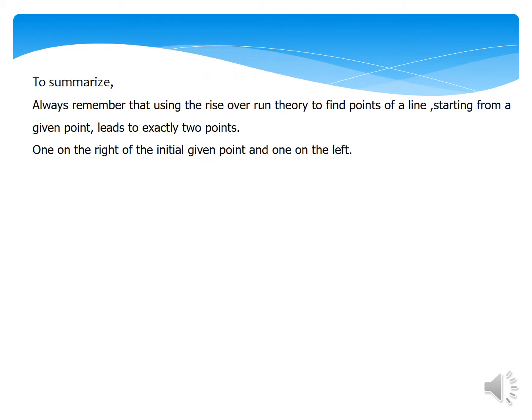To summarize, always remember that using the rise over run theory to find points of a line starting from a given point leads to exactly 2 points, one on the right of the initial given point and one on the left.